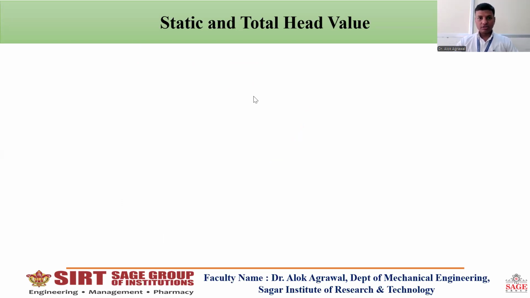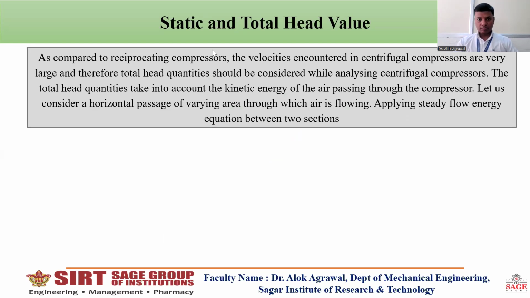So let us first see how the static and total head values are determined and what is the difference between them. When we deal with a reciprocating compressor, there is a reciprocating part in it, and the speed or velocity of that part is comparatively low. Because of that, the velocity of the air or gas interacting with that compressor is also low. So generally we neglect that velocity when we deal with the energy equations.